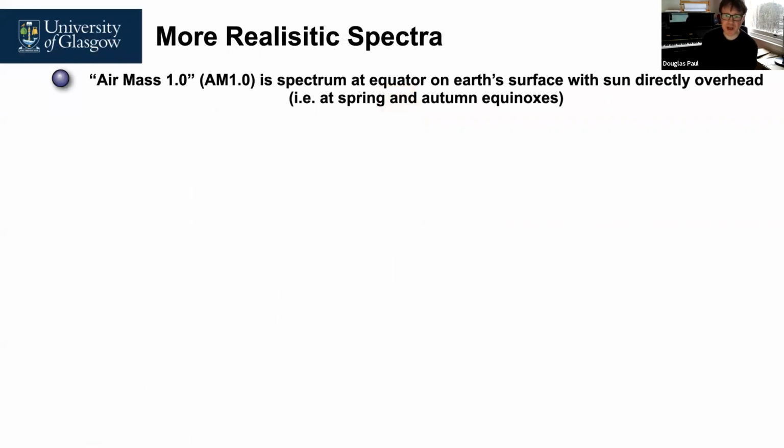Well, more realistic spectra. So we spoke about air mass 1, and that's the spectrum at the equator on the Earth's surface with the sun directly overhead. Now, of course, the Earth's axis is rotated slightly from being completely perpendicular to the sun. And this is why you end up actually having the maximum sun at the spring and the autumn equinoxes and not in the middle of the summer.